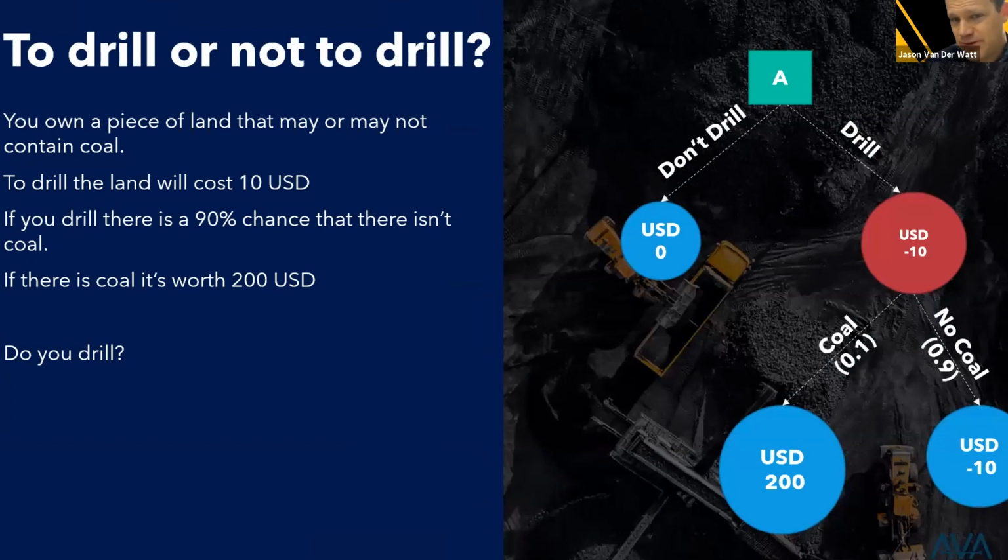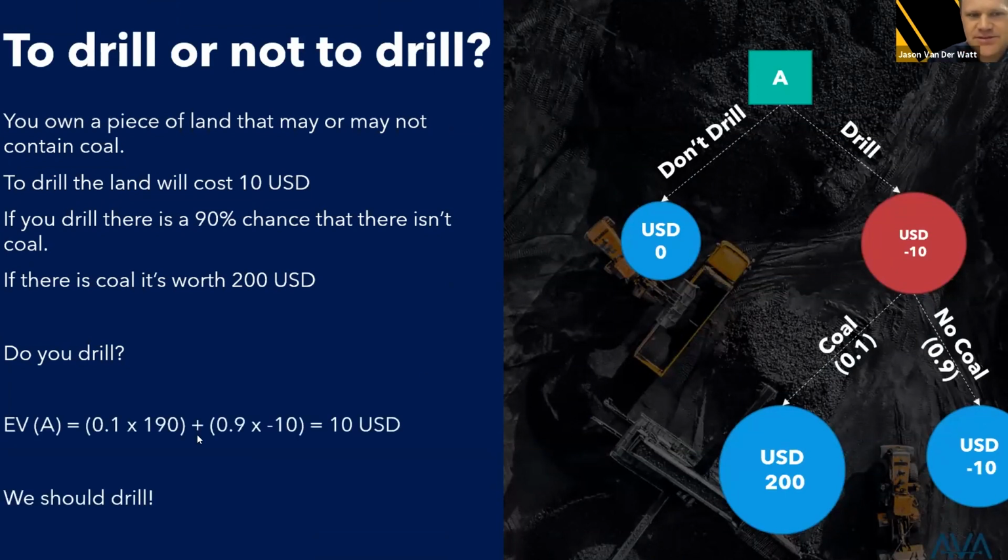So what we've got is if we don't drill, well, then we make nothing. And if we drill, it costs us $10. And if there's no coal, well, then we lose our $10. And if there is coal, we gain $200. So in the event of A, we've got a 10% probability of getting $190 because that's our $200 minus our $10. And we've got a 90% probability of losing $10. So the net gain of this event is actually $10. So yeah, we definitely should drill. I hope you all pick that as your answer.